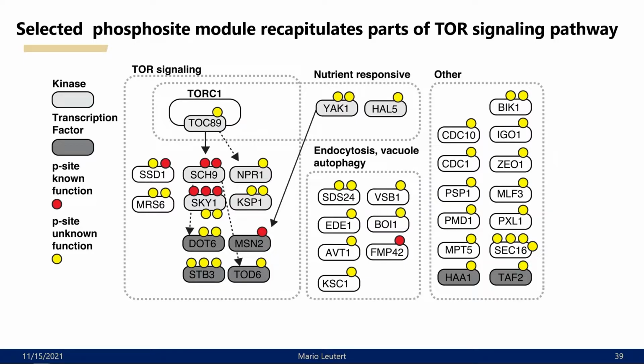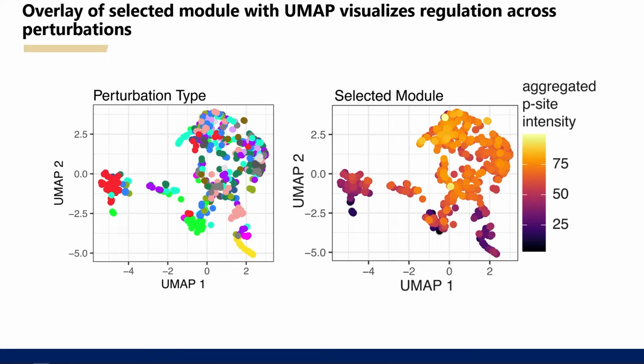And to circle back completely, we can now take this module and map its expression on our perturbation UMAP that I showed in the beginning, which is shown over here. So aggregated intensity of these phosphorylation sites. And indeed, the module is constitutively phosphorylated in most of the conditions, and then we have a few clusters over here where phosphorylation is lost in this module, and this will be again the starvation conditions, which make sense for TOR1, and the high osmolarity conditions.